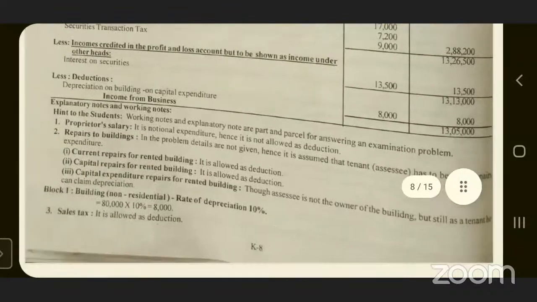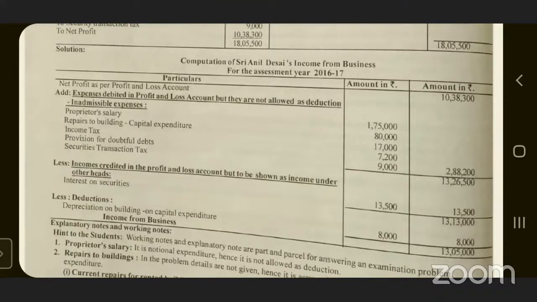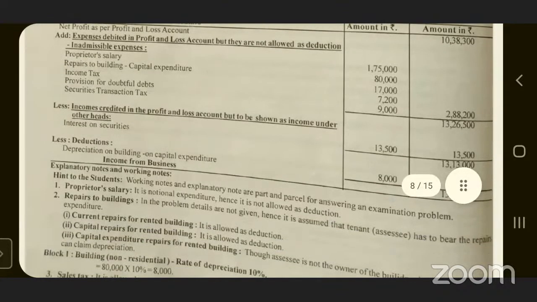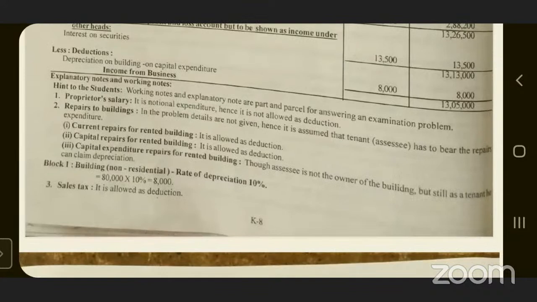So for all those items which we made adjustment to the net profit as per profit and loss account, a clear-cut explanation is also mentioned. Regarding proprietor salary, it is a notional expenditure. That's why it is not allowed as deduction. Next, regarding capital repairs, current repairs will be allowed as deduction. Capital expenditure, repairs for rented building, we can claim depreciation definitely because that was borne by the owner, not the assessee.